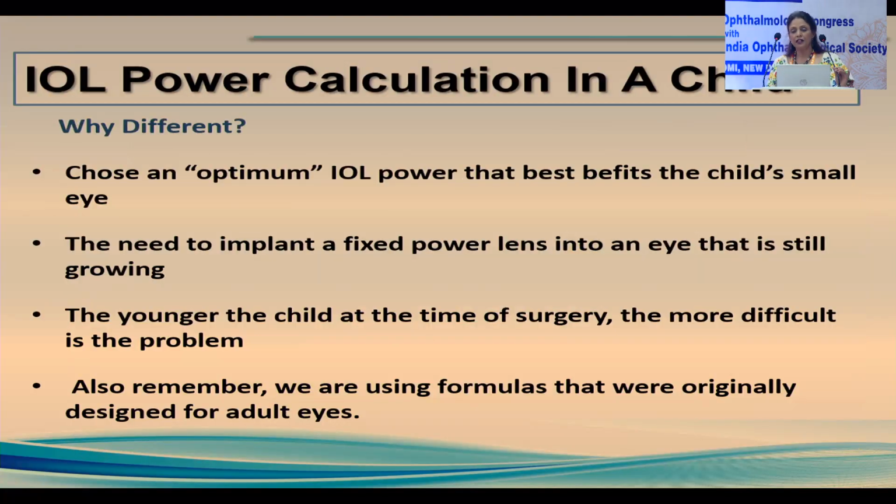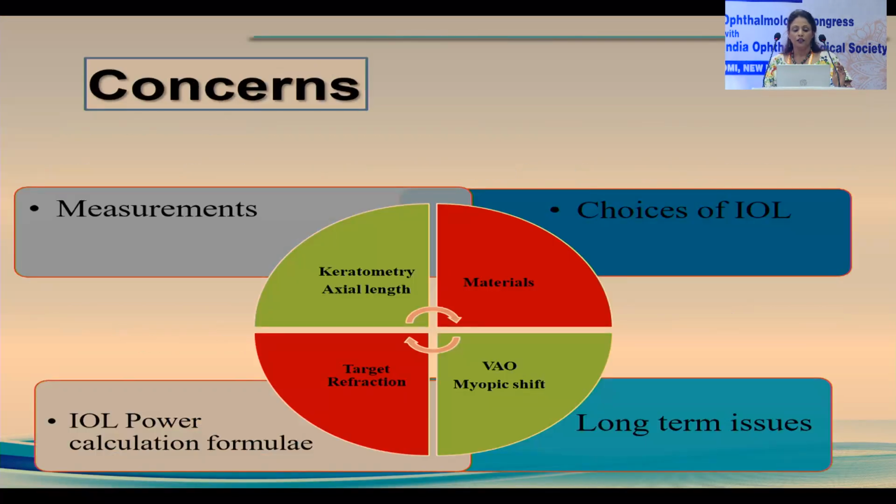So why is it different from that of an adult? Because we are choosing an optimal IOL power for a child's eye which is still growing. So we are implanting a fixed power into a growing eye. That's the biggest challenge which we have. The younger the child, the more difficult the problem. And remember, we are using formulas which have all been designed based on calculations for adult eyes, not for pediatric eyes.